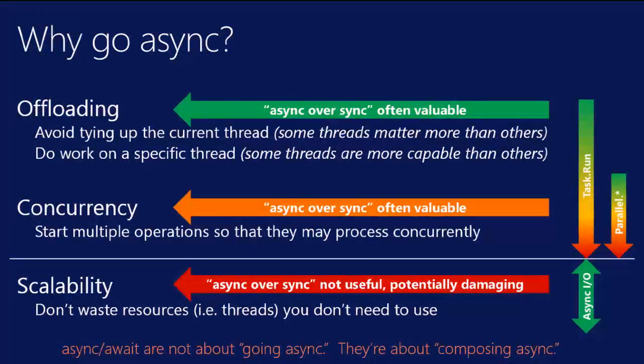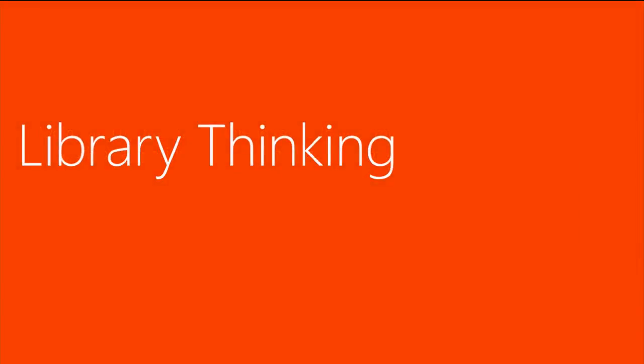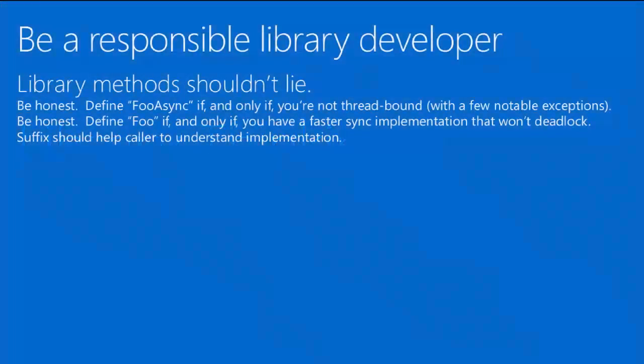And similarly, you're going to be composed, right? The library that you produce is going to be used by other people. And so you want to make sure that you're a good citizen on their platform. And so the key to this is sort of library thinking, right? Even if you've been using async and you've been comfortable with it in an app, there are some principles that we want to establish now about what it means to be a good library thinker, a good citizen of the general .NET async platform so everyone can call you and benefit.